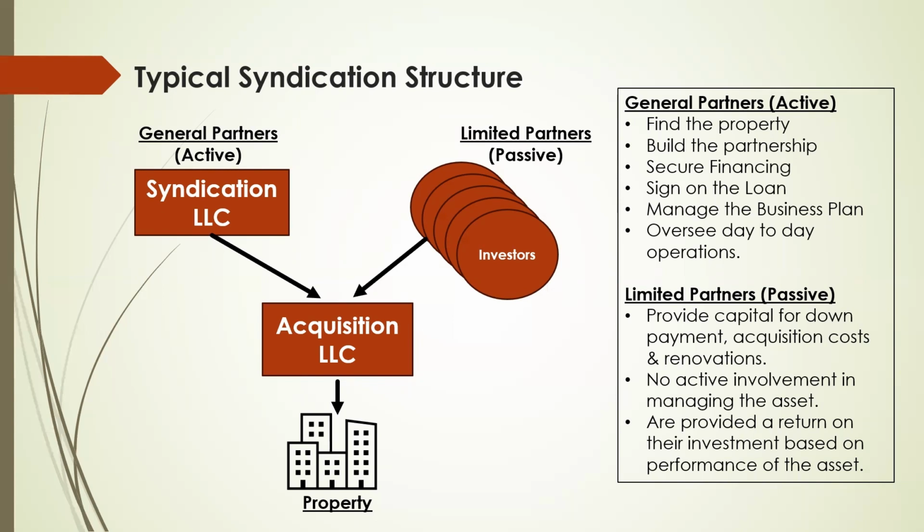And then the limited partners, in exchange for their capital investment, own their own shares of that acquisition LLC. Again, those general partners are the ones doing the work. They're finding the property, building the partnership, securing financing, signing on the loan, and really doing all the meat of putting this together. And then those limited partners provide the capital for down payment, acquisition costs, renovations, any of the cash needed to really execute on the business plan that the general partnership has put together. Again, there's no active involvement in the management decisions of the asset, and they're provided a return on their capital investment based on the performance of the asset, the actual execution of that business plan and how the asset performs over the life of the investment.